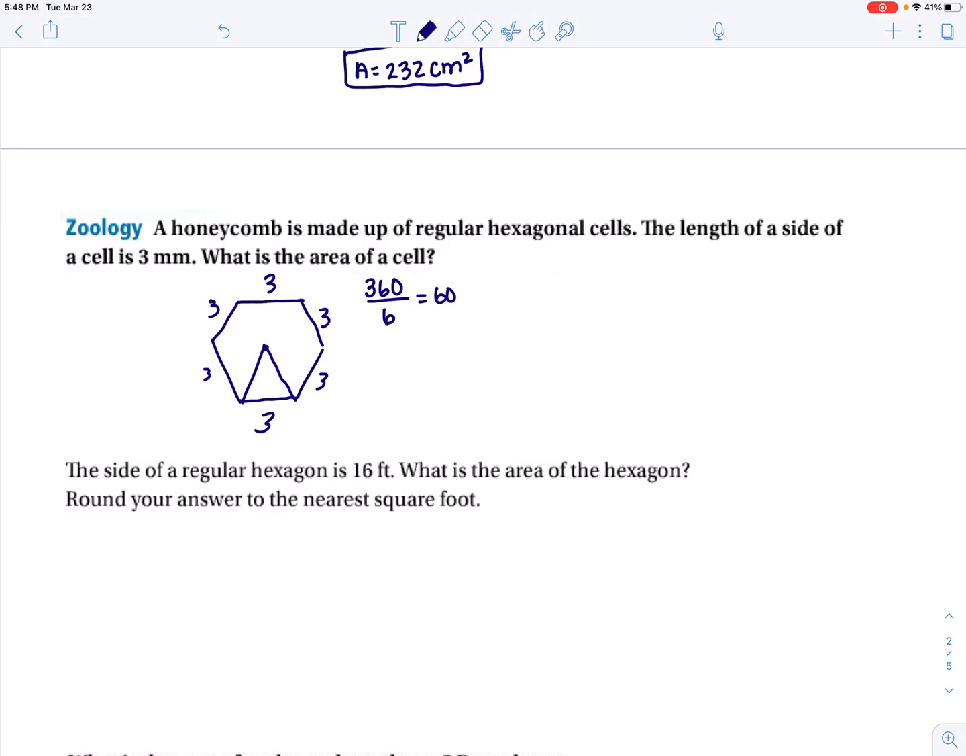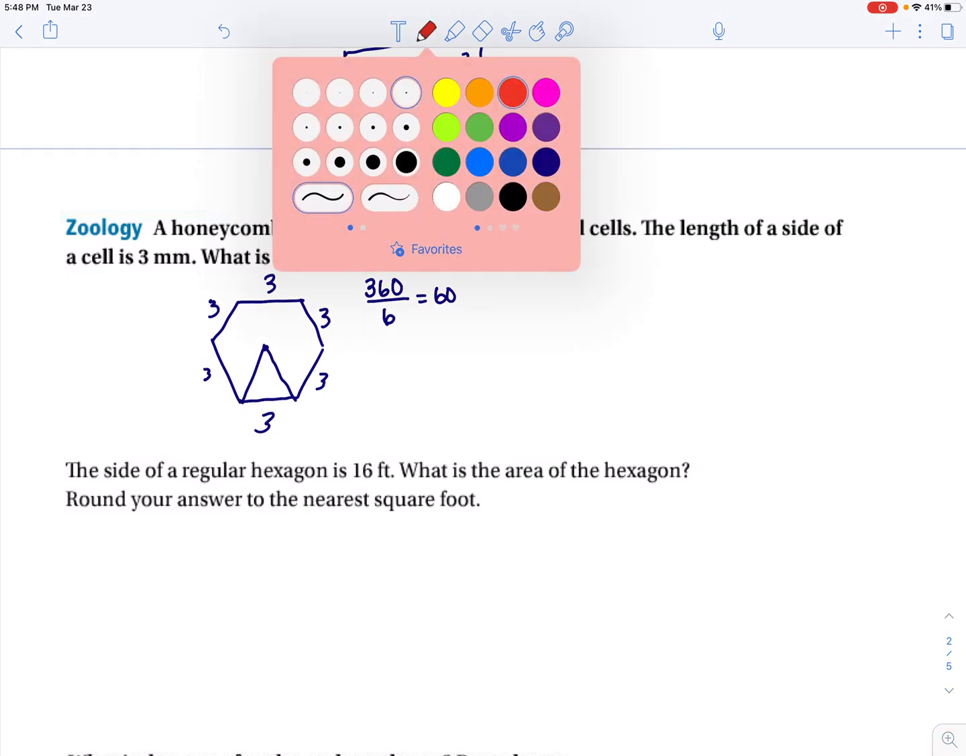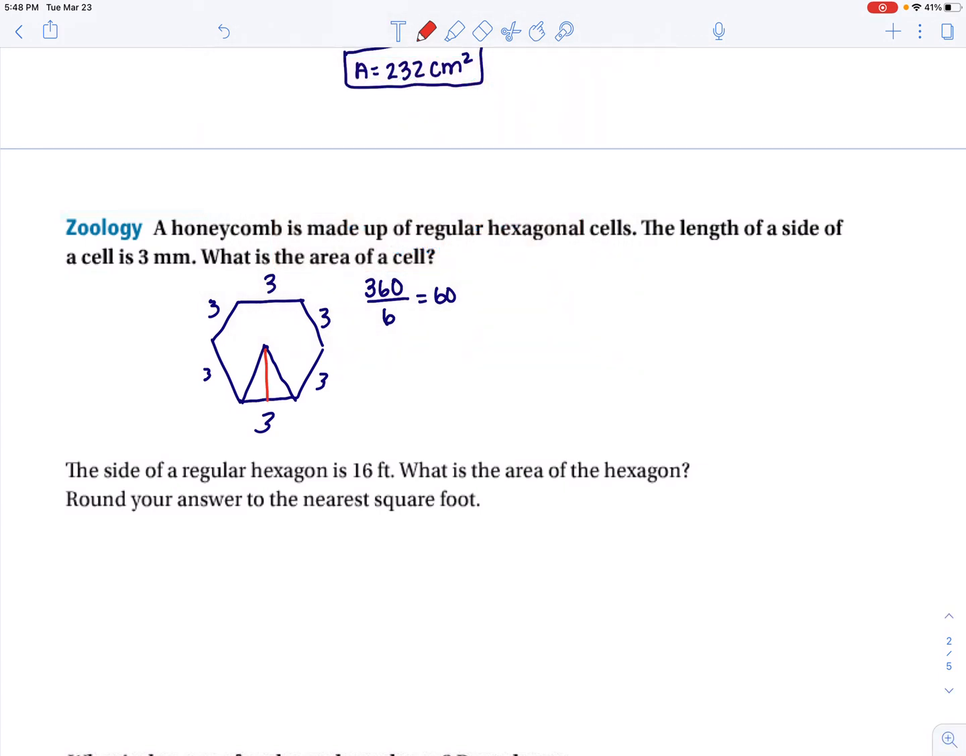And the reason I'm doing this is because I don't know what the apothem is. So really, if I were to draw the apothem, it goes from the center perpendicular to the other side, and it cuts it in half. So if this whole length is 3, then just half of it is 1.5. I'm going to draw that triangle a little bit bigger here. So this is 1.5. The whole angle is 60. So if I cut it in half, then this is 30 degrees and this is 60.